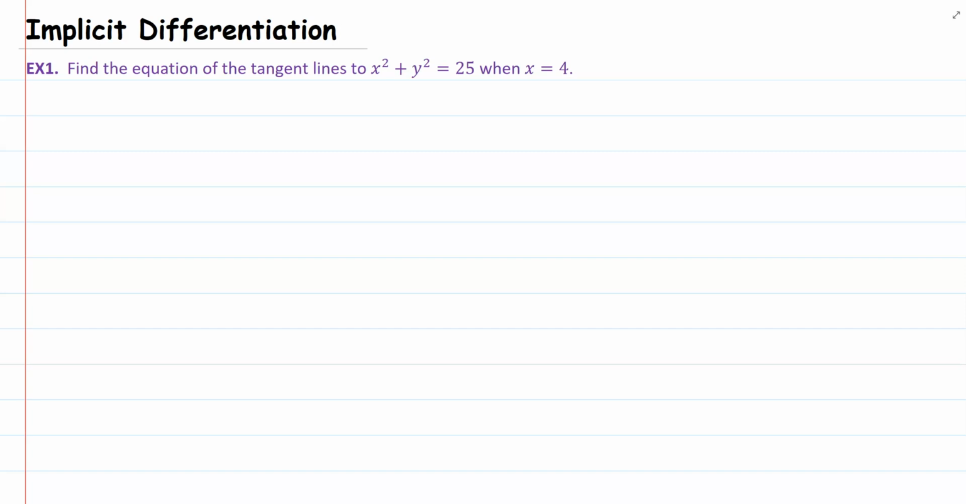This is example 1 of a lesson called Implicit Differentiation. Okay, so we are taking the derivative now, but implicitly. What does that mean exactly?